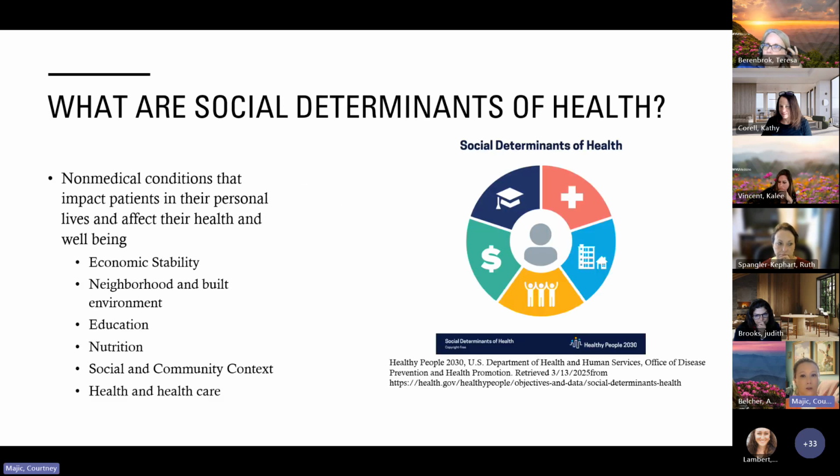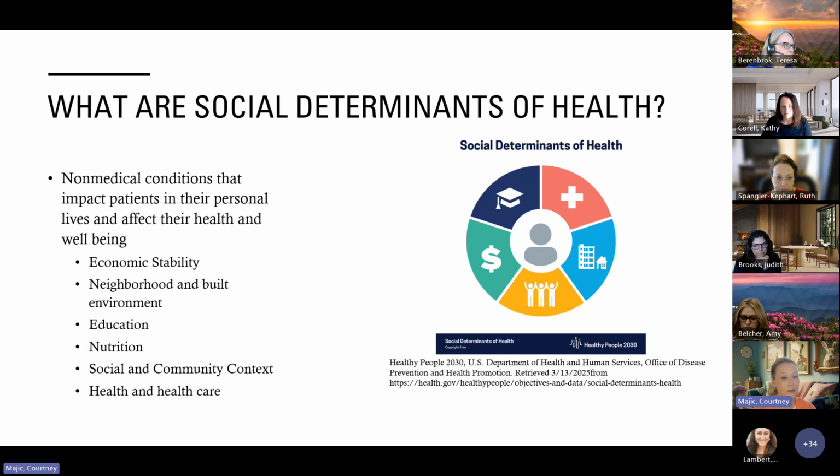All right. So first, we're going to start with what are the social determinants of health? These are your non-medical conditions that impact patients in their personal lives and affect their health and well-being. The first set of them are the economic stability social determinants, and those are a person's employment status, the income they have versus their expenses, if they have high amounts of debt, medical bills, and the lack of support in taking care of some of those economic issues.